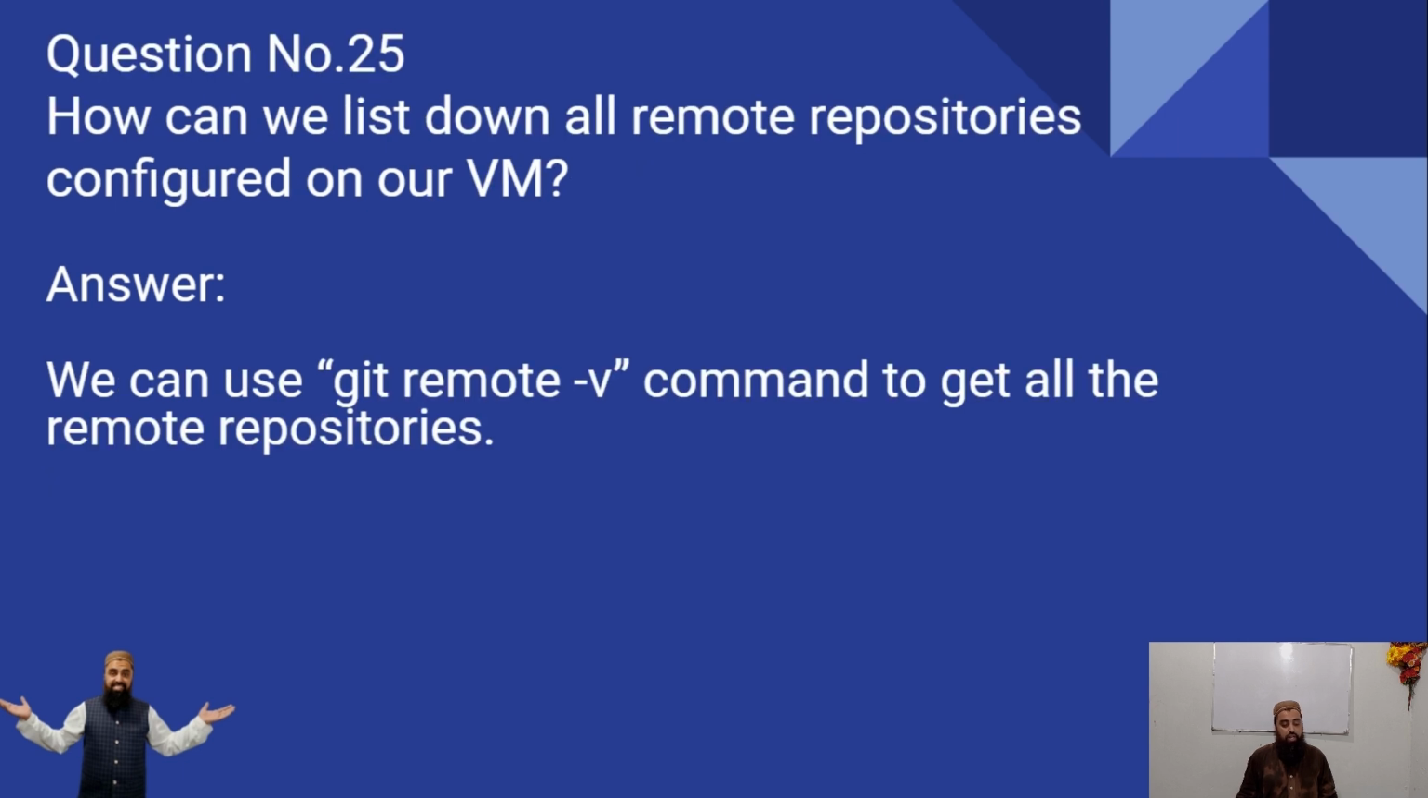Question number 25. How can we list down all remote repositories configured on our VM? And the answer is we can get into that folder and run the git remote minus v command to get all the remote repositories on our local VM.